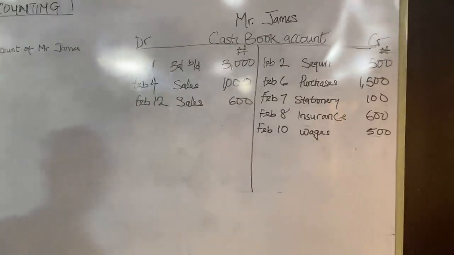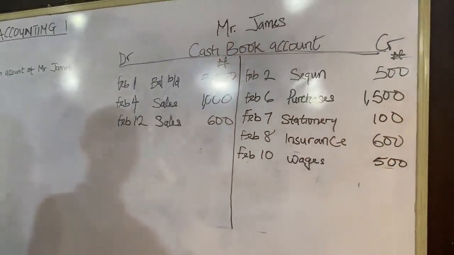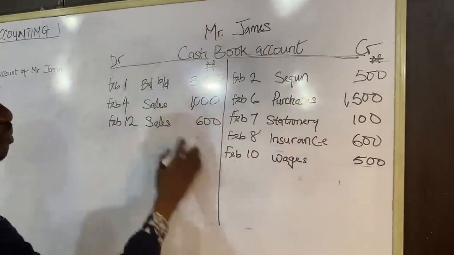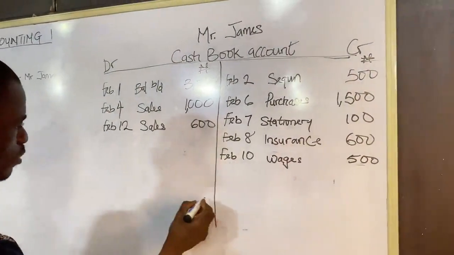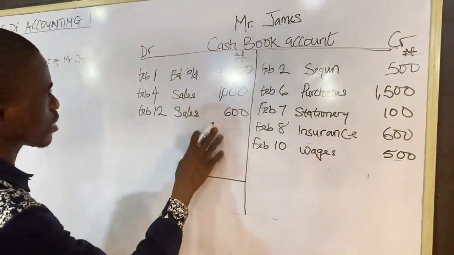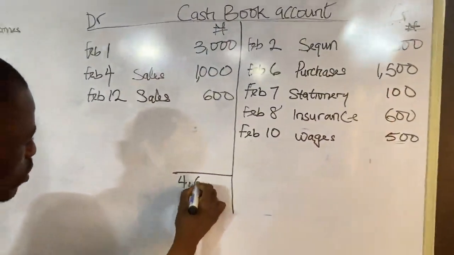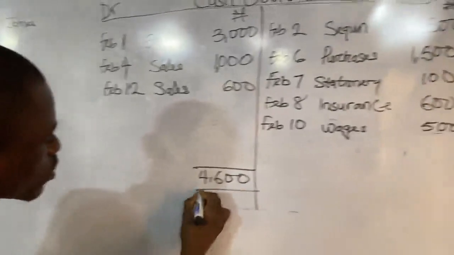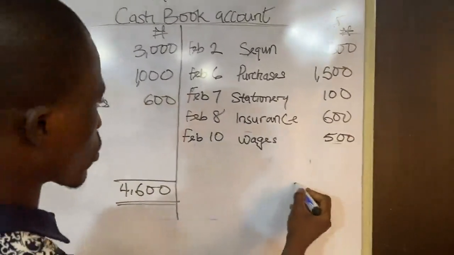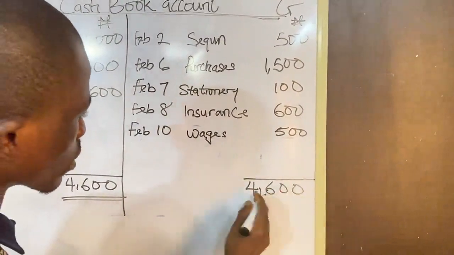So you now have to balance the account. You have to know how much is now left. I guess this side will be bigger than this side. So let's first do this side. 3,000, 1,000, see that is 4,600. This place too, 4,600.